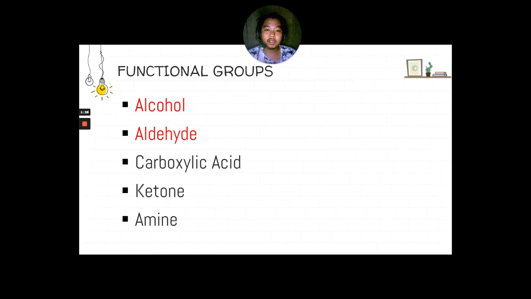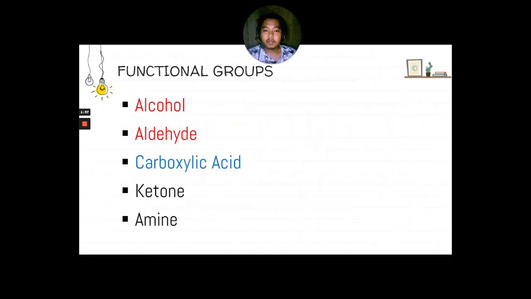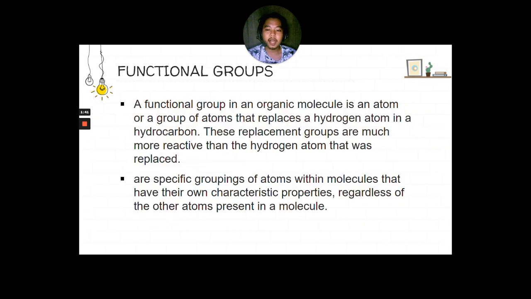Now, what if there's a combination of alcohol and aldehyde in the same compound? I've taught it in our synchronous class. So for this particular session, we are to discuss the carboxylic acid, the third functional group on our list.